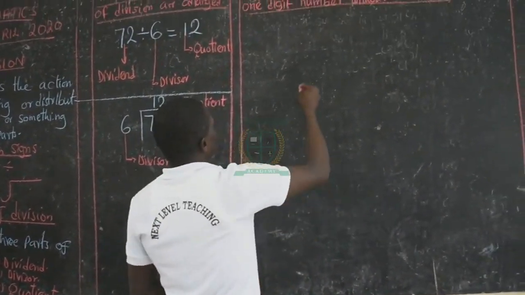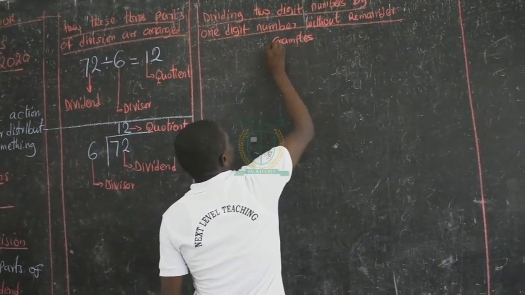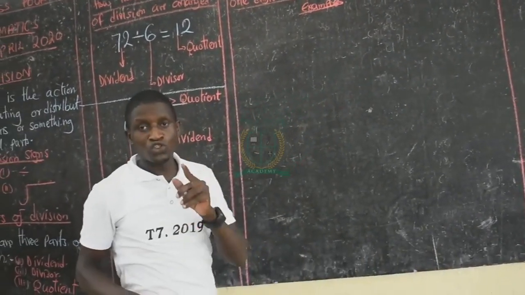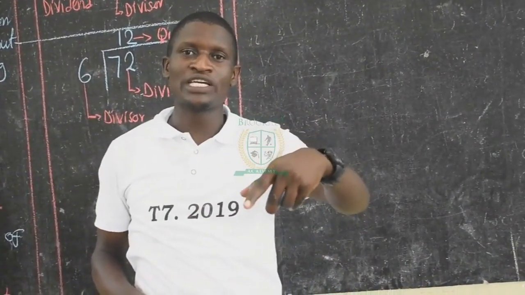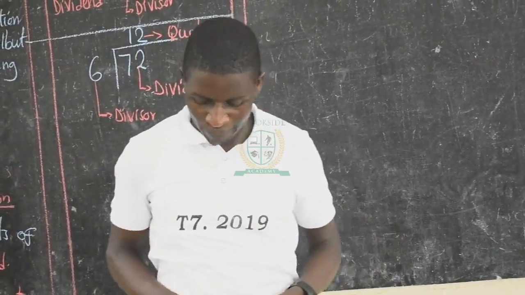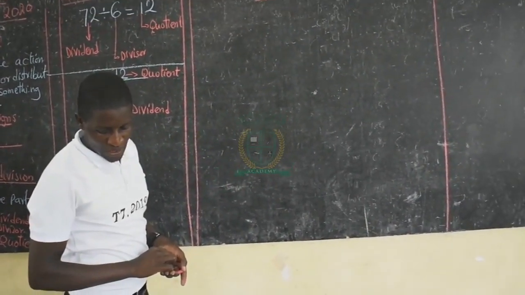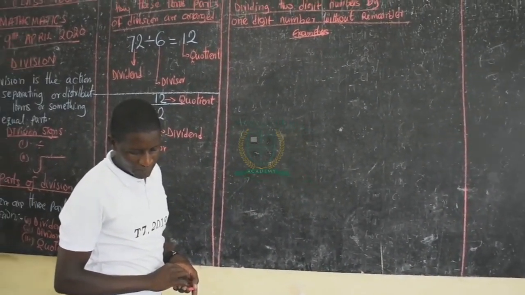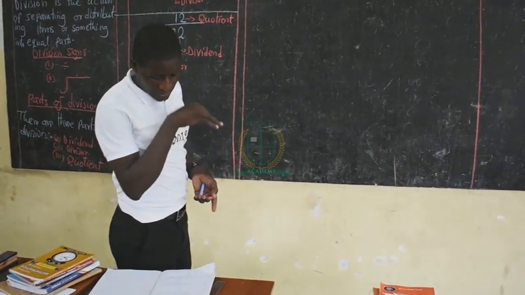Let's see some examples here. Mark, you know that we are also going to discuss how division is related to subtraction and how division is related to multiplication. Don't forget about that. Let's proceed. We say, work out the following. Work out the following division carefully.